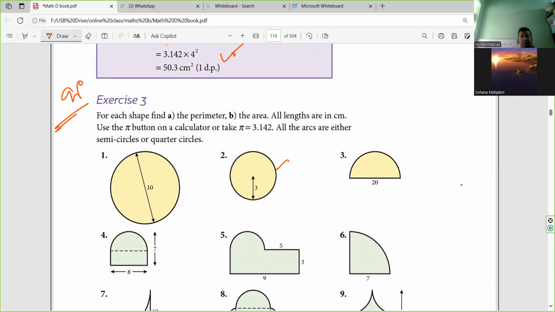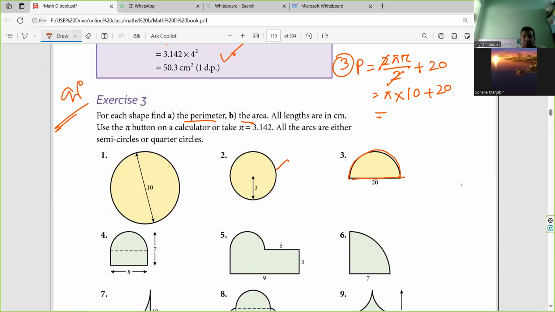Okay, like you have to find out the perimeter and area. Number 2, I want to show you, or number 3. So if you want to find out the perimeter, we have to take this part and this part. So for this, perimeter equals to 2 pi r, this is circumference, divided by 2 plus 20. So pi here, what is r here? 20 is diameter. So 10 is radius, plus 20. In this way, we can find out the perimeter.